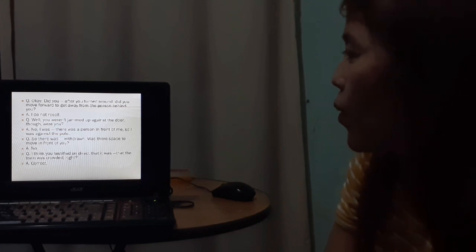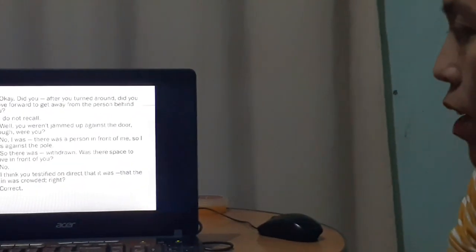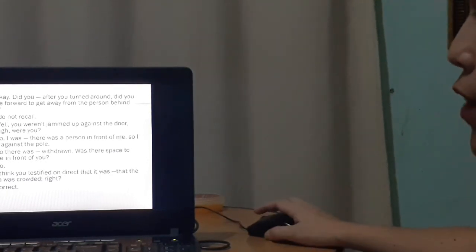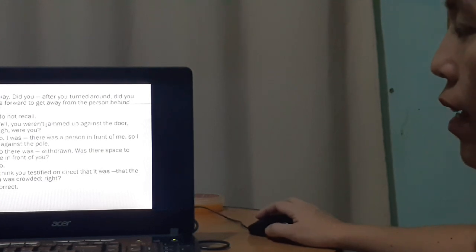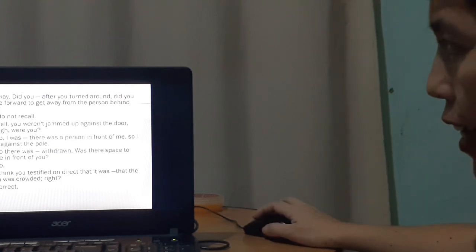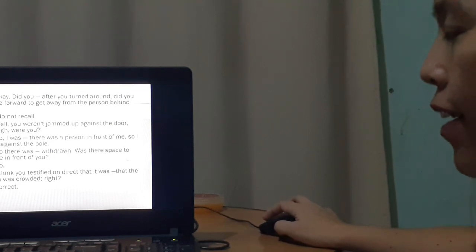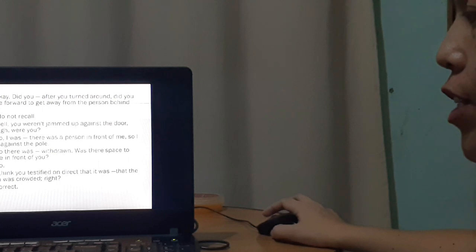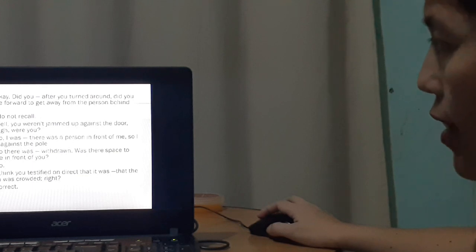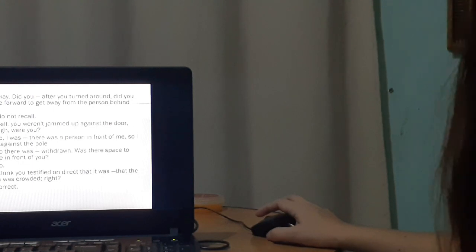Okay, so as you have noticed here, when you read these questions on these slides, most of the questions of the opposing counsel start with did you, will you, was there. So all of the questions can only be answered with yes or no. And the answers of the witness are no, no, correct, yes, I do not recall.